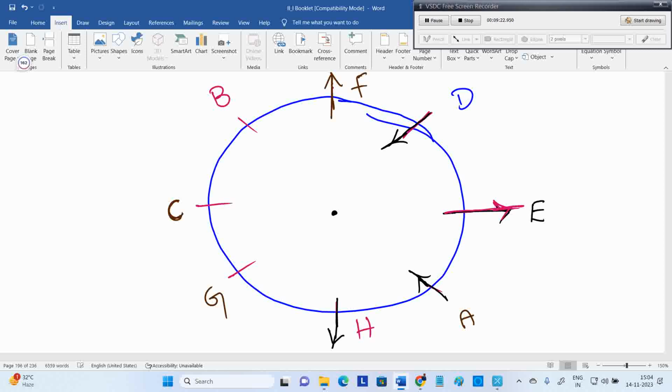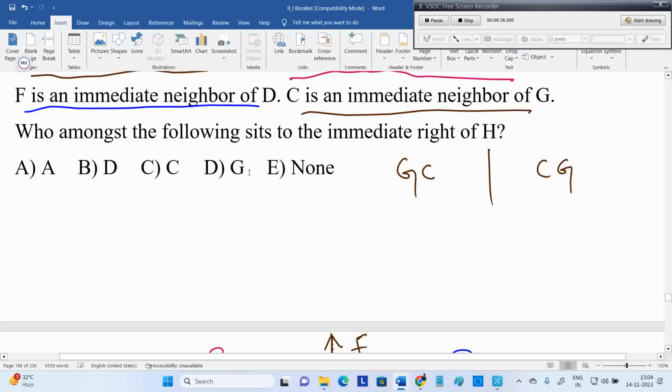Four people are facing outside, four people are facing towards the center. We don't know two people facing towards the center and one person facing outside. That we cannot conclude. That's the data we completed up to here. Data is there, we completed. The question is: immediate right of H.